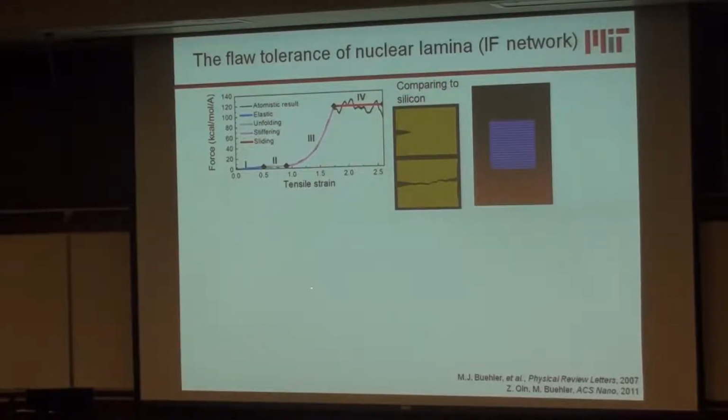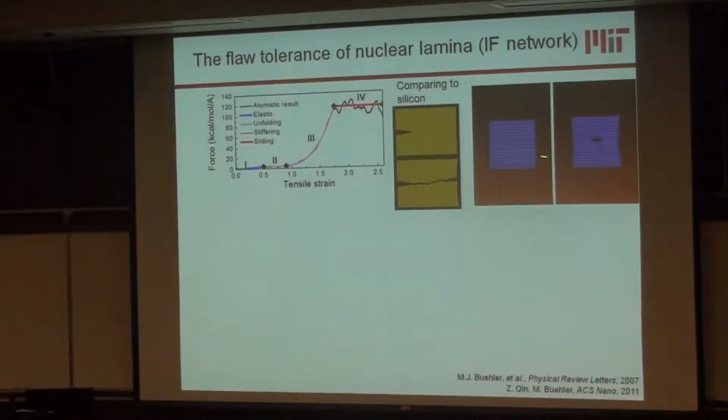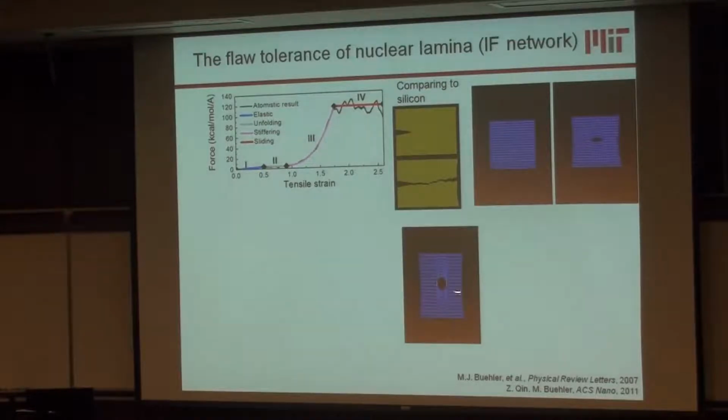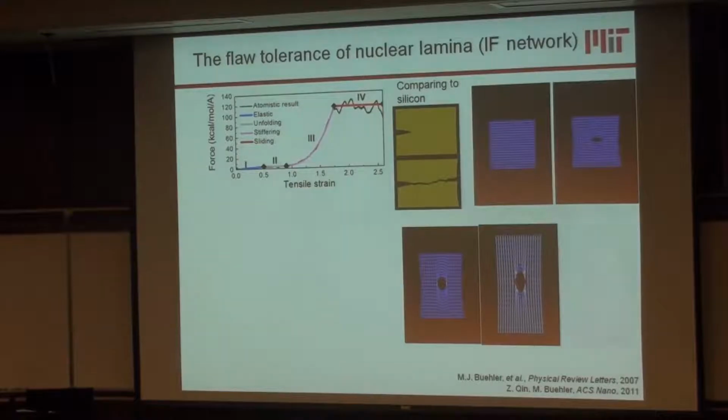And so we compare it against silicon. Silicon is very brittle, so if you have a defect and you load it, the crack will propagate. But for this network, if you have an initial crack inside and you deform it, this crack will deform significantly before it goes to rupture.